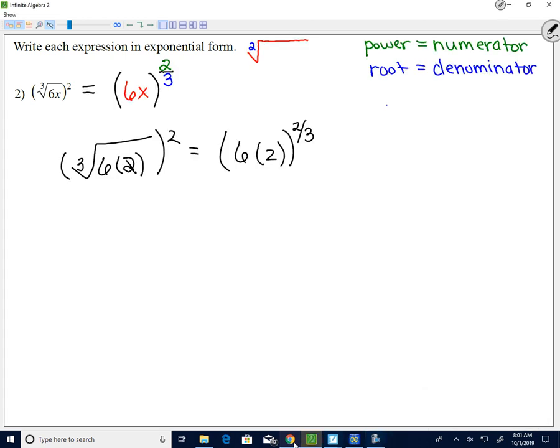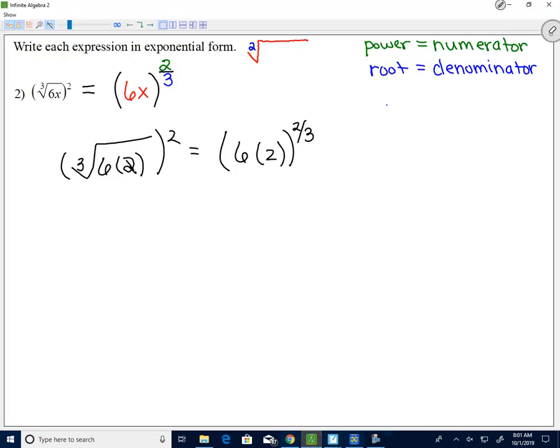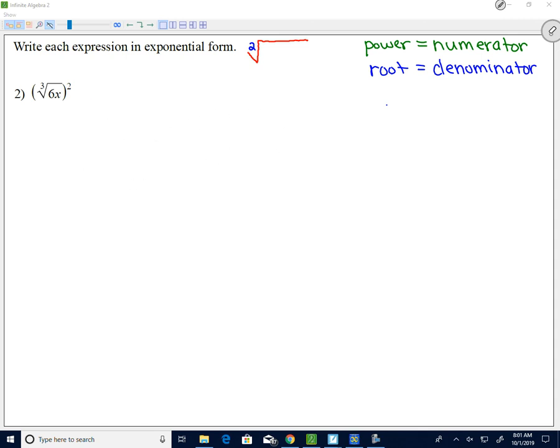So let's switch over here to the Desmos Graphing Calculator. I've got them typed in. The cube root of 6 times 2 squared is 5.214, and so on. And 6 times 2 taken to the 2/3 power is 5.2414, and so on. So when it's a short problem like this, substitution is a very, very easy way to check my answer, to make sure that I'm getting a good grade, that I'm practicing correctly, so that when I do it on the test, I know that I'm doing it correctly. So let's erase this one and try one more like this together.